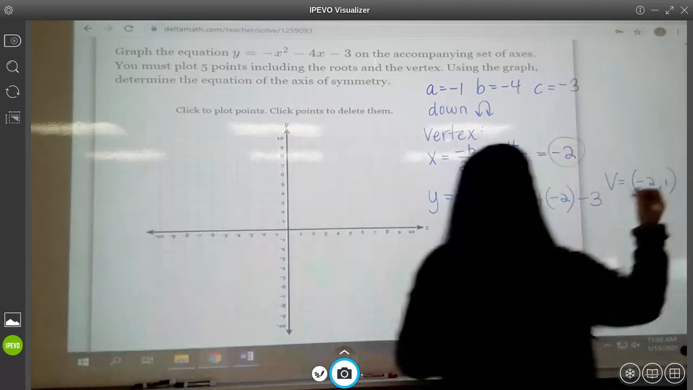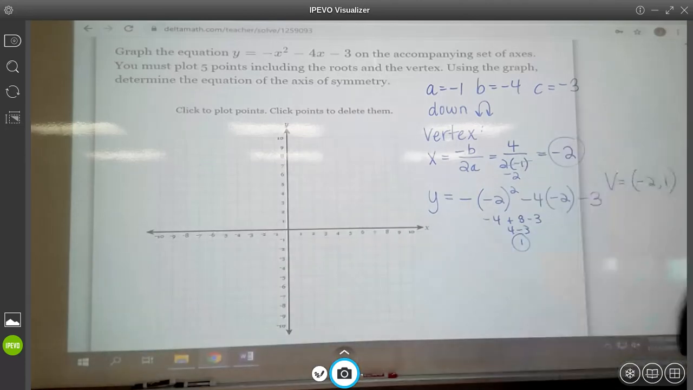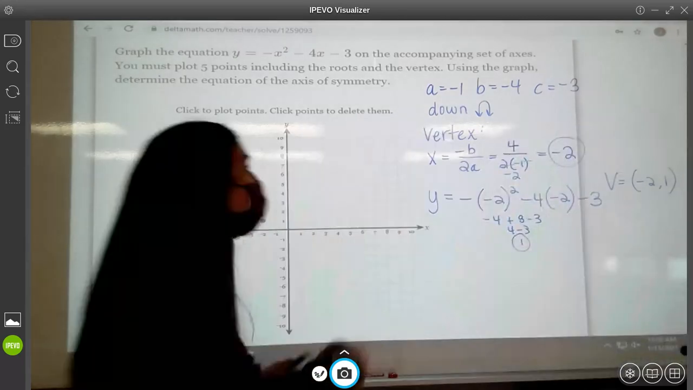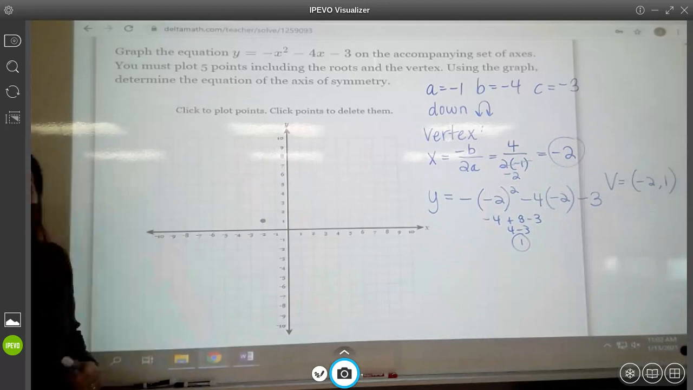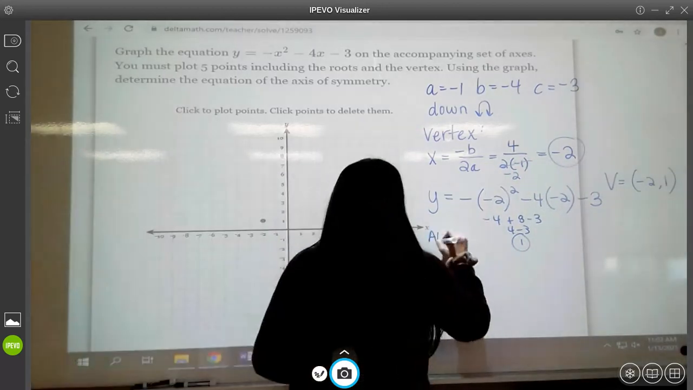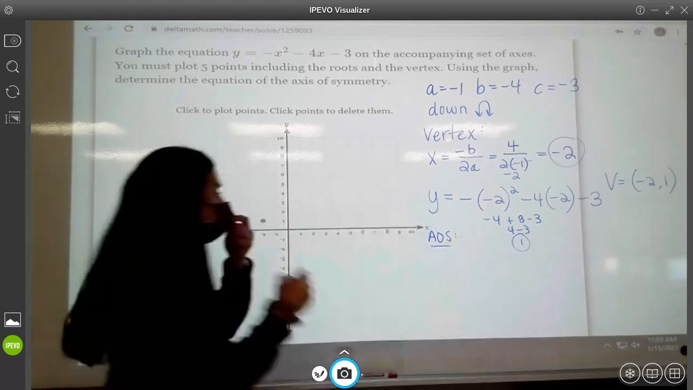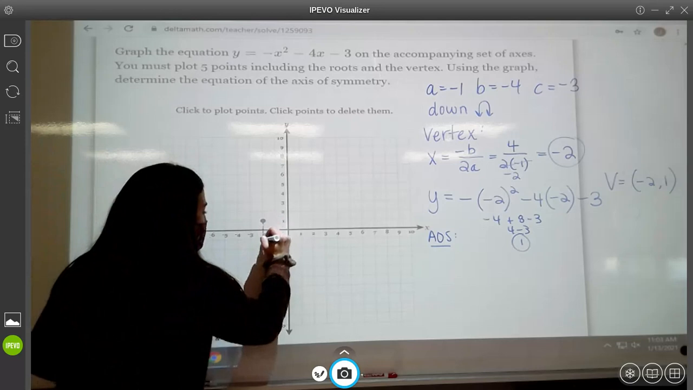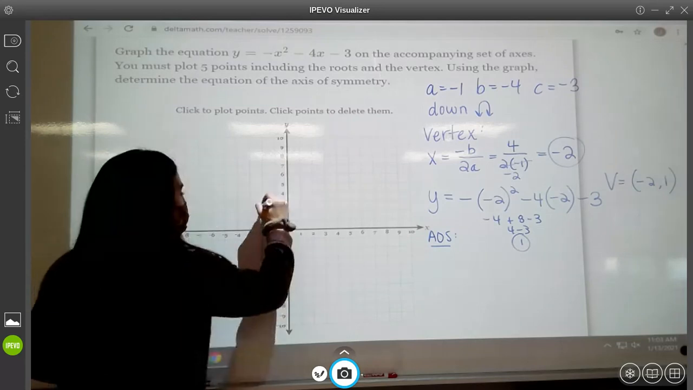All right, let's click on that dot. Boom. All right, so we got -2, 1. Now let's do the AOS, because that's actually what the second part of this problem is going to ask us to answer. So the AOS is always that invisible vertical line that cuts your parabola in half and goes right through your vertex.